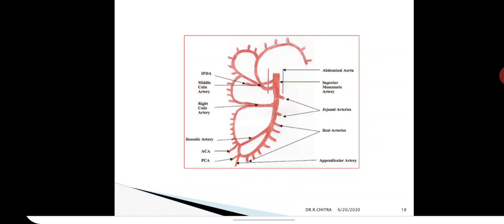So, summary: the superior mesenteric artery supplies the entire small gut except the proximal part of the duodenum up to the ampulla of Vater, which is the foregut derivative. It also supplies the large gut up to the junction of the right two-thirds and left one-third of the transverse colon. These are all midgut derivatives, so they are supplied by the superior mesenteric artery. It also supplies a part of the head of the pancreas.